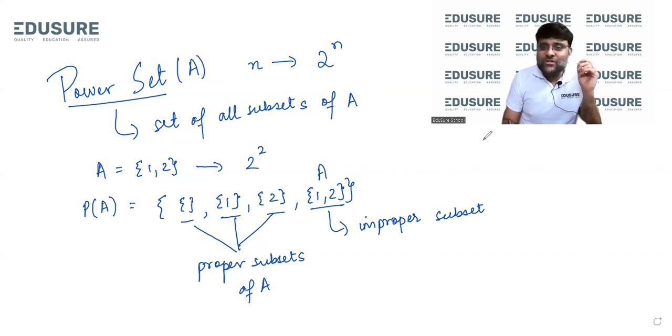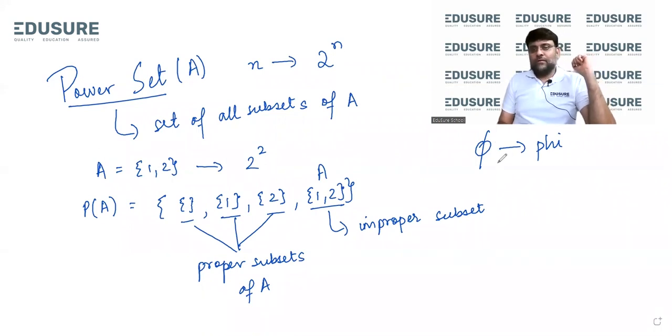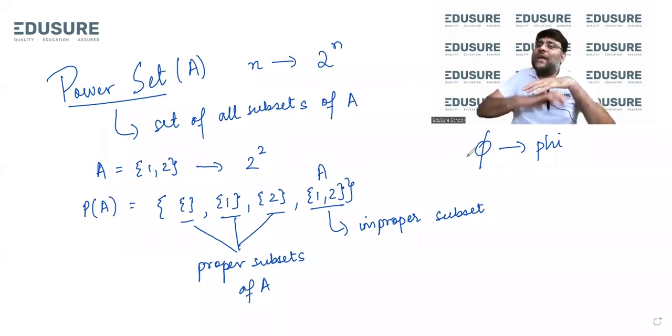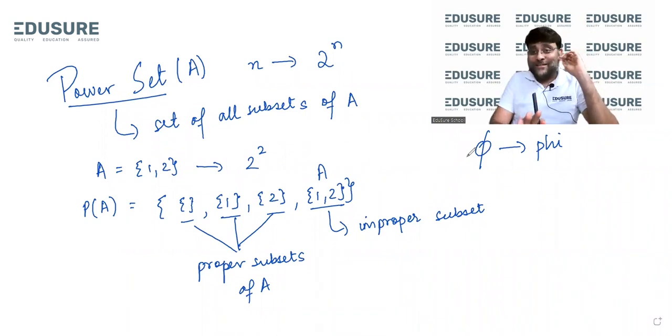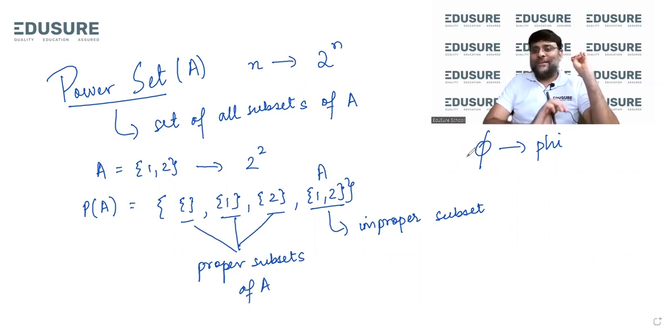Please understand, the null set is usually denoted by this symbol. This is called phi. This denotes the null set. Please understand, the null set is a proper subset of any other set except the null set, right? The null set is an improper subset of the null set, but the null set is a proper subset of any other set other than the null set. Am I understandable?